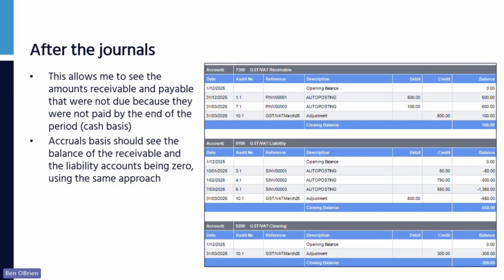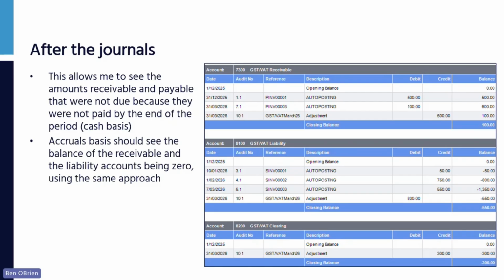But we'll talk about how to get a bit more of an indication of how to reconcile those figures. So after you've done those journals, as I said, it just allows you to see what those balances are at the 31st of March. I can see my relative closing balances in those accounts.